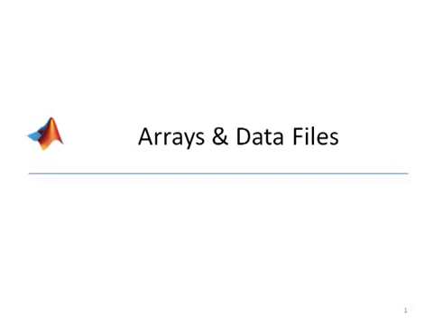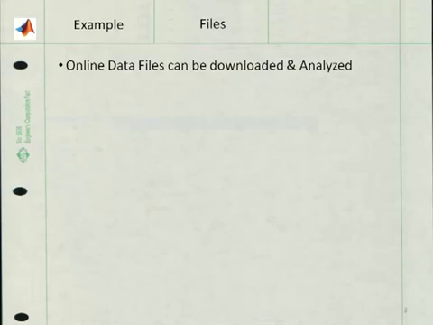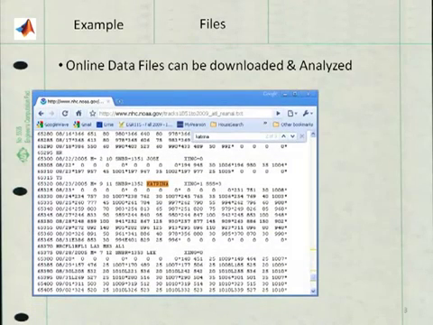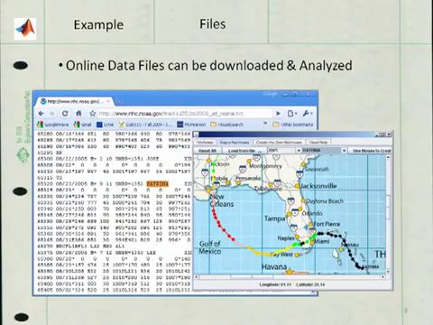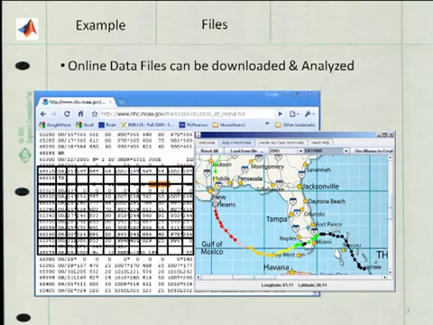Arrays and data files. What are data files and why are they useful? Examples in something called high-level versus low-level functions. A while back when we introduced arrays, we introduced when to use them. Option 4 was upload tremendous amount of data from files. And the particular example that was taken from online was a file about meteorology that would help us track the hurricanes. This requires a lot of data points, so arrays are very useful in that category.